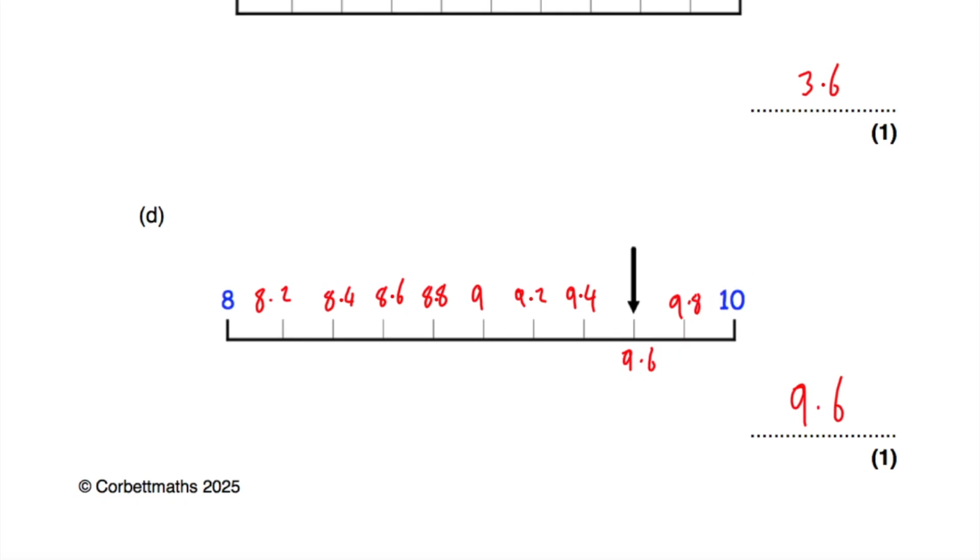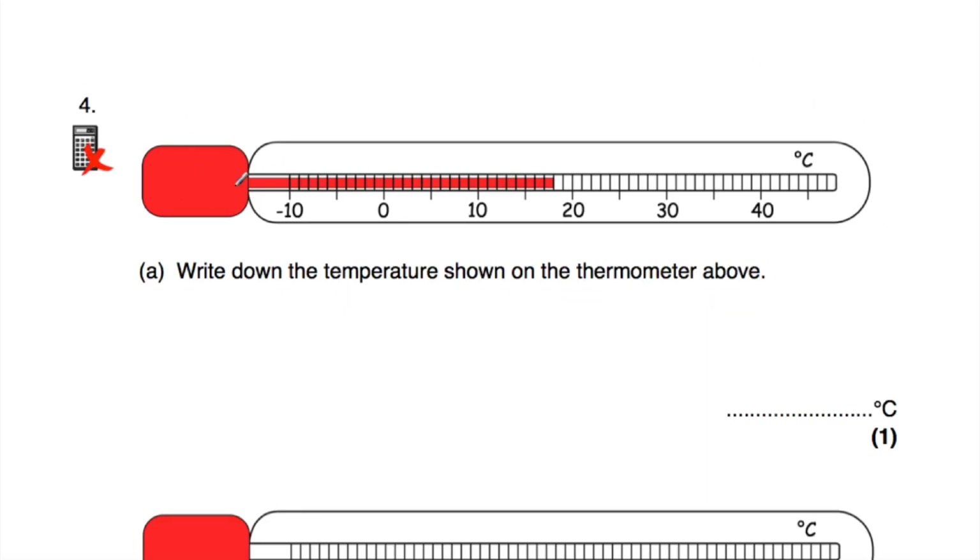Okay, let's look at our next question. So question number 4, we've got this thermometer and we've got the temperature here, and part A says write down the temperature shown on the thermometer above. So let's have a look. It's in degrees Celsius and we want to know what this number here is. So let's have a look at the scale.